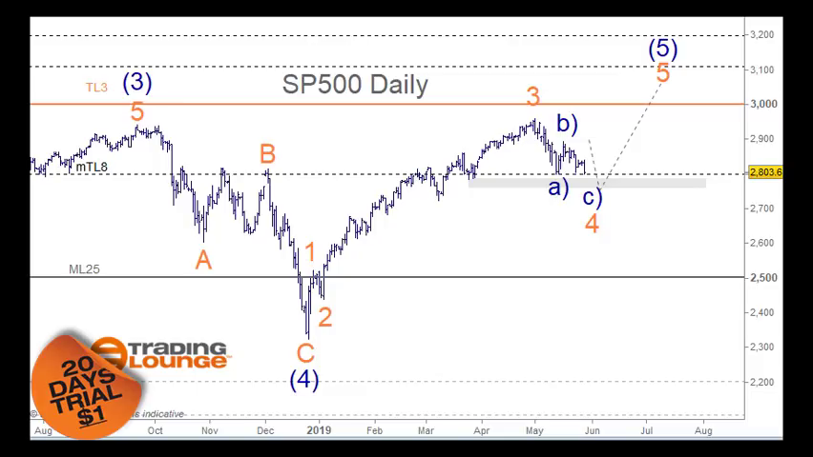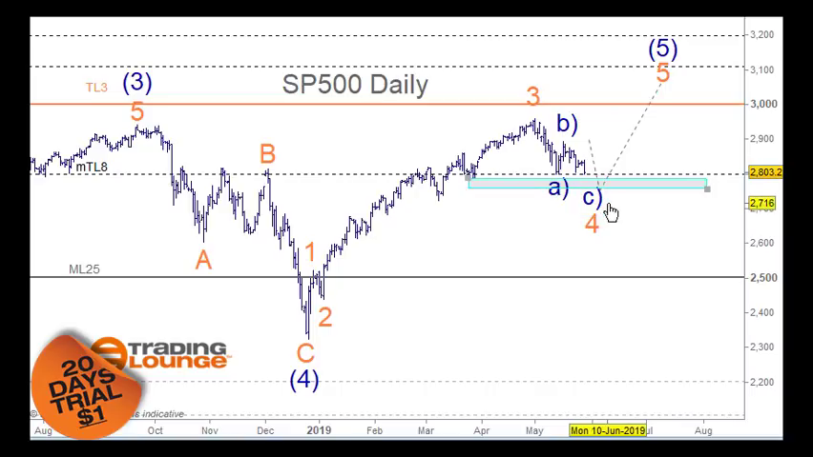Welcome to Trading Lounge for the SP500 for the 29th of May. Starting on the daily chart here, we're looking from wave 4 up to wave 5. We're looking for wave 1 and 2 here. Wave 3 here, the 38.2% retracement level comes in around the 2750 area for wave 4, and then we're looking for wave 5 to the upside.